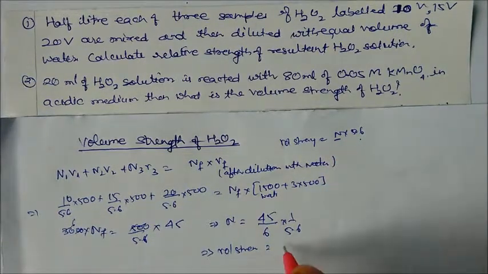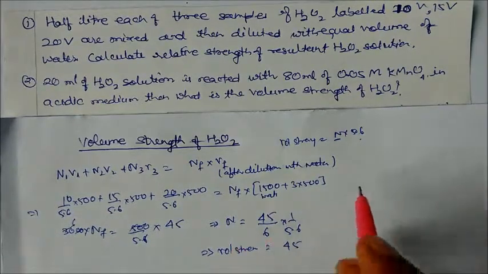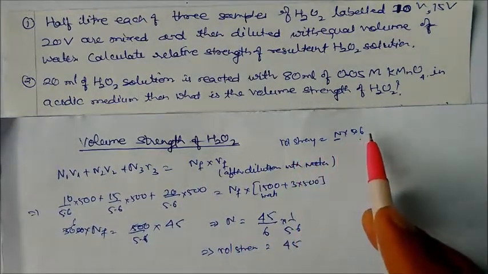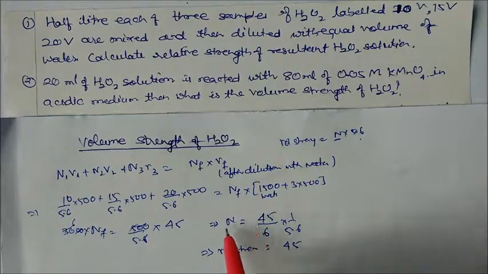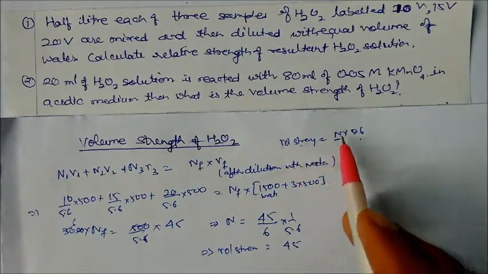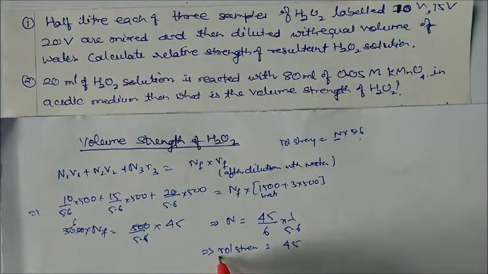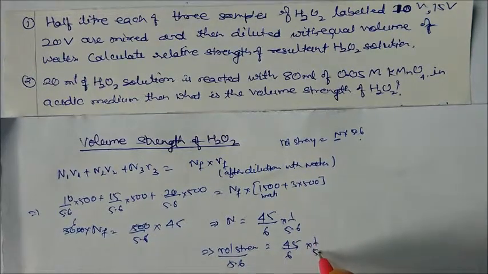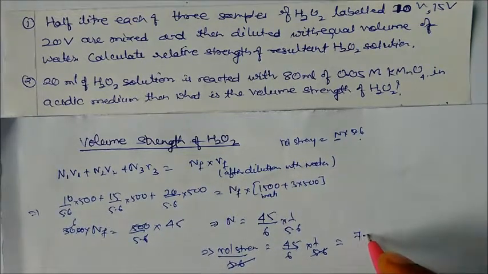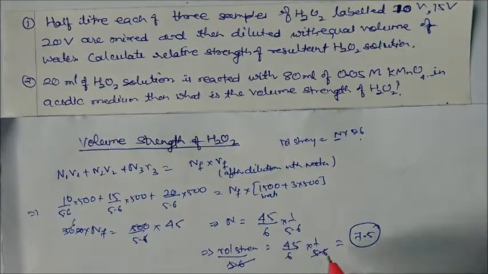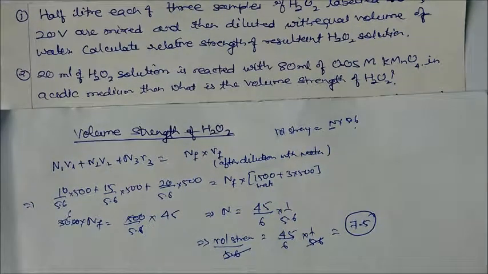So we can divide this one: 45 by 6, and since N into 5.6 is nothing but the volume strength, we get 45 by 6 divided by 5.6, multiplied by 5.6. So this will cancel. Solving, we get the answer 7.5. So this is the volume strength of the resultant solution.